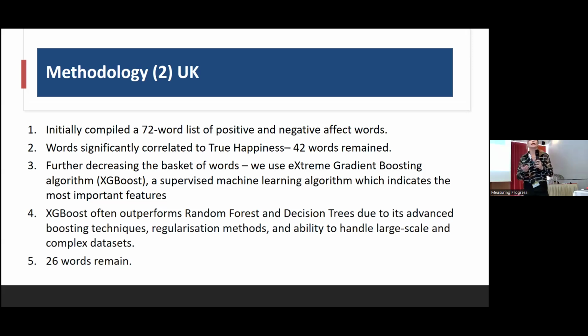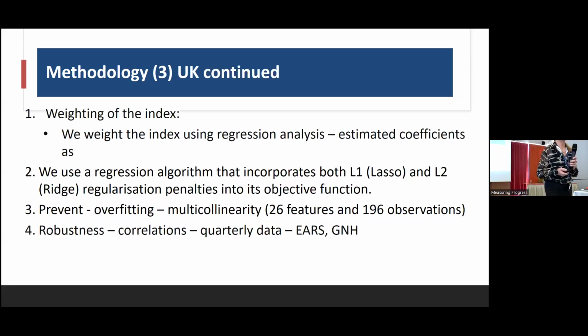We first tested. We use the survey happiness index in the ONS survey data, and from now on I will call it true happiness. We correlated all those words with true happiness, and anything significant we kept. We kept about 42 words, and our number of observations is not that many. We've got 126, which is the weekly data we have for the ONS.